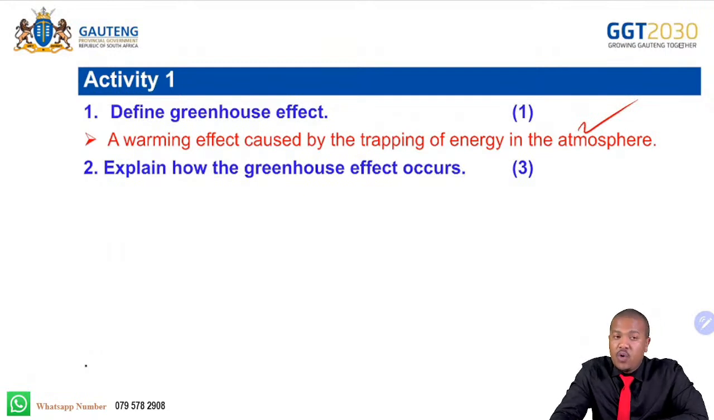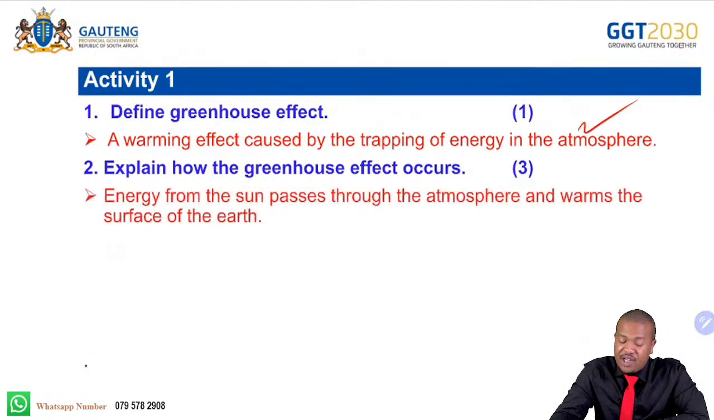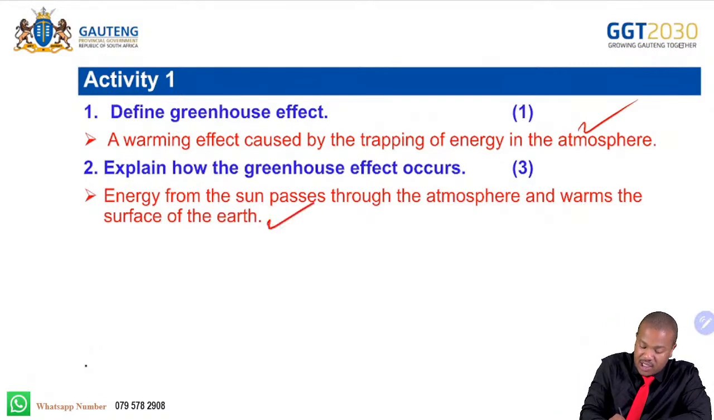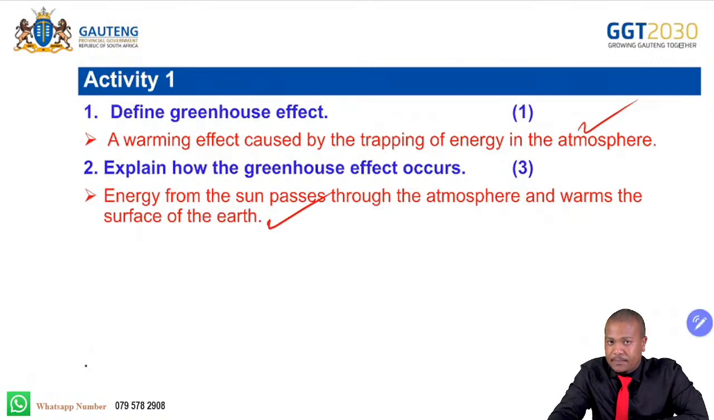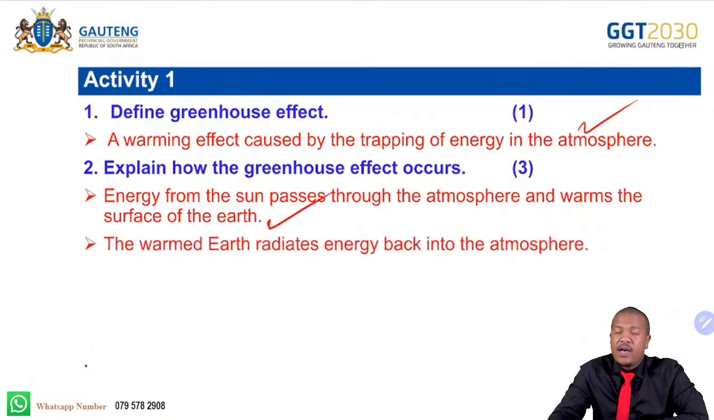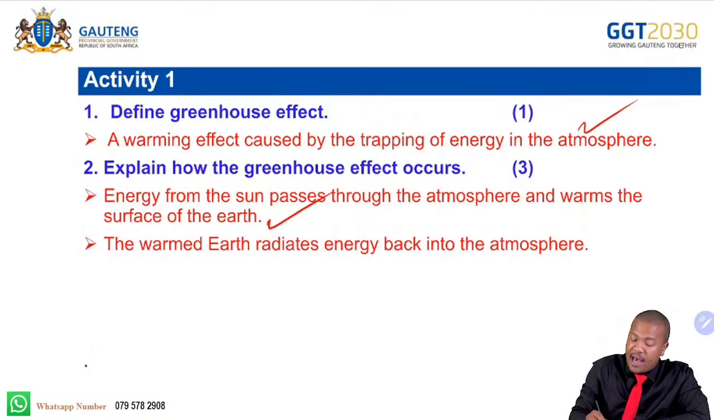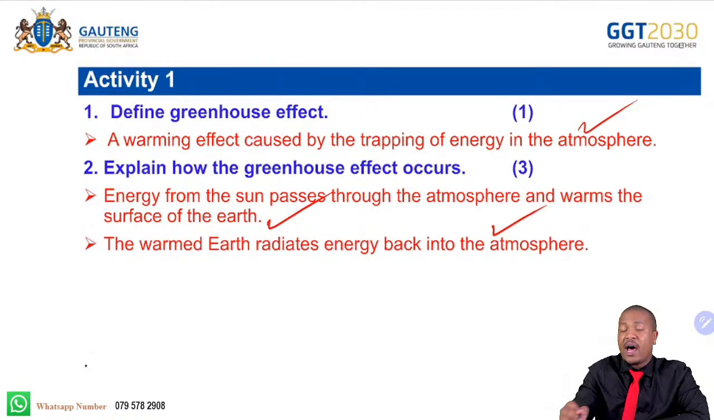Then number 2, explain how the greenhouse effect occurs. Simply, the energy from the sun passes through the atmosphere and warms the surface of the earth. That is point number 1. Point number 2, the warmed earth now radiates the energy back into the atmosphere.